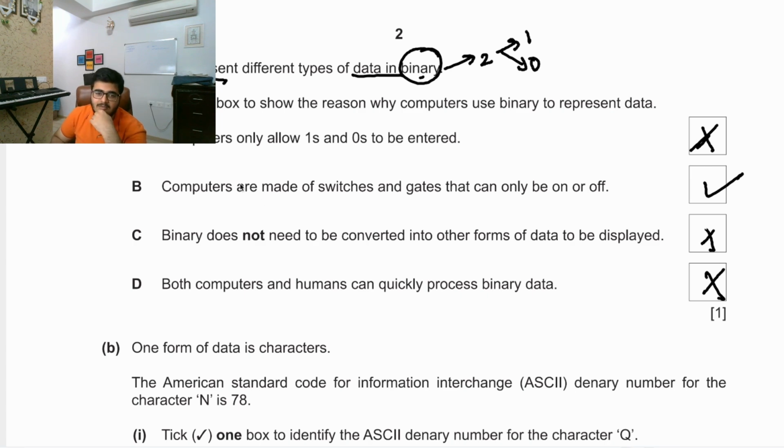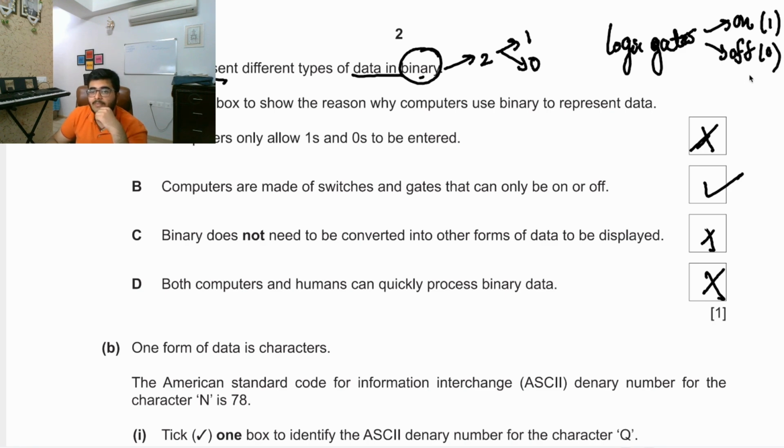However, let's read the answer. Computers are made up of switches and gates that can only be turned on and off. So we have logic gates in our computers, right? Remember chapter 1. These logic gates can only be on or they can only be off, right? And on is 1 and off is 0. That's why they use binary.